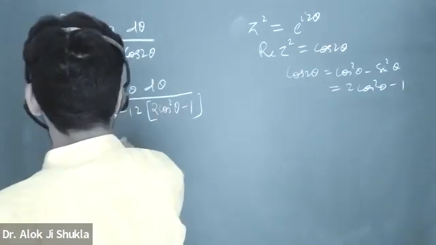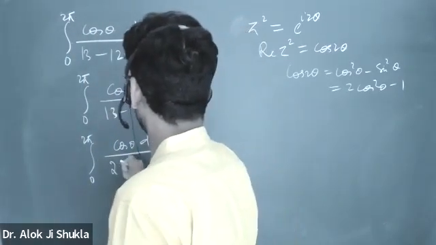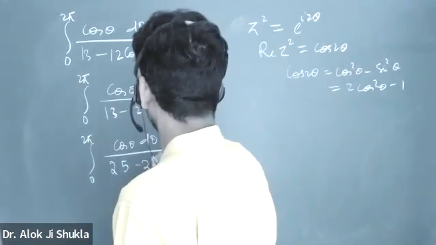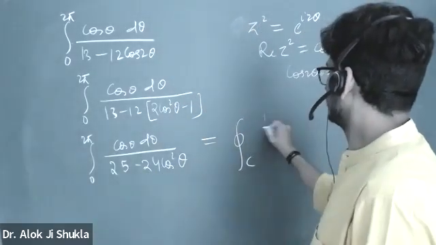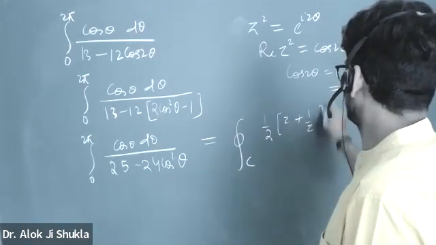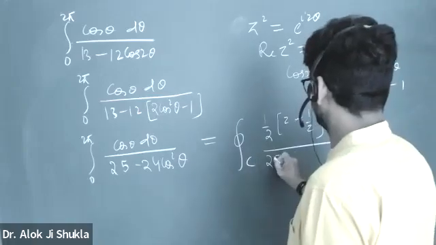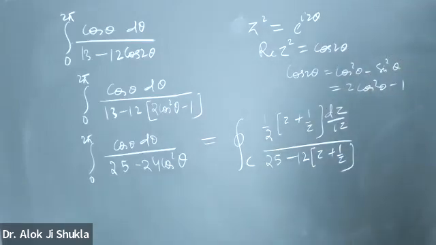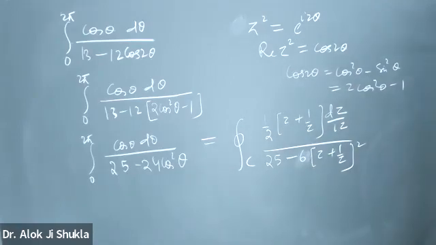Yes sir. Now what it will become? 0 to 2 pi cos theta d theta upon 13 plus 12 कितना होगा? 25 minus 24 cos square theta. Now we can convert it into contour integration. See, cos theta is half z plus 1 by z, d theta is dz by iz upon 25 minus 12, not 12, 6, z plus 1 by z का square. Is this okay? Yes sir.